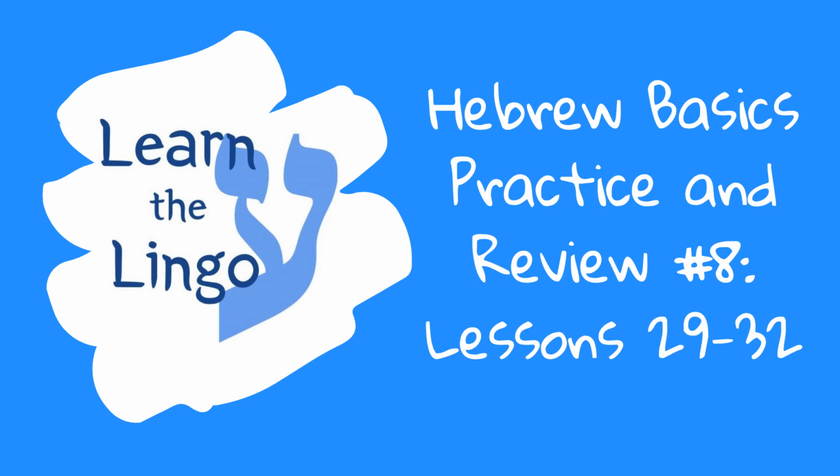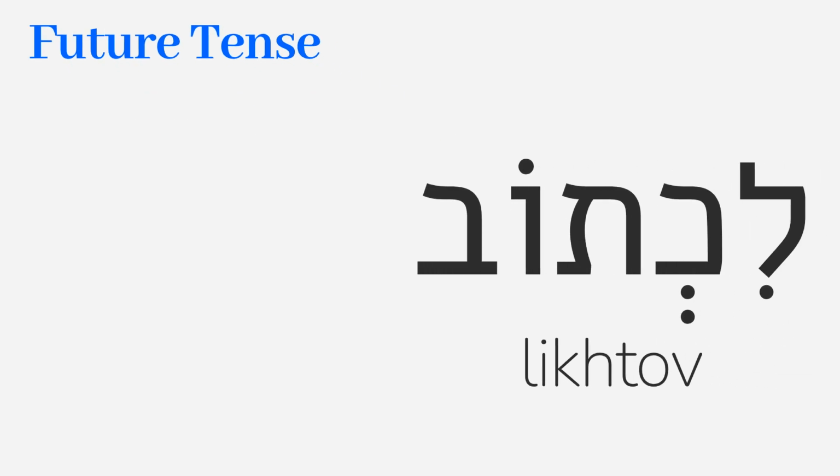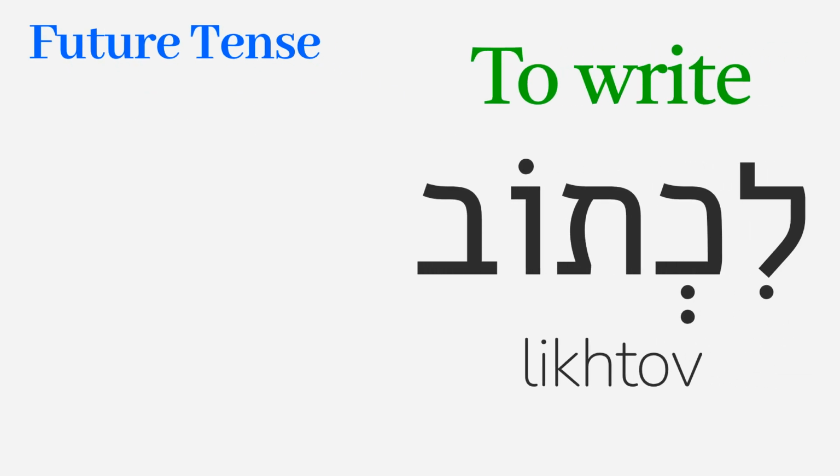Today, we are going to do a practice and review of everything we've learned from lessons 29 to 32 in this series. During these past 4 lessons, we've been learning the future tense. To see how this tense works with regular roots, let's see all the future tense forms of the verb lichtov, which means to write, and which is from the root kaf tav beit.